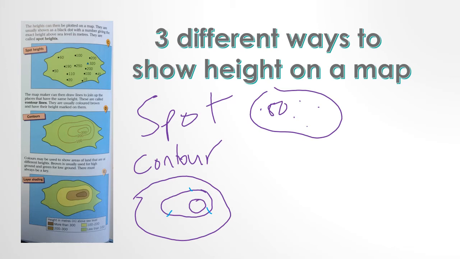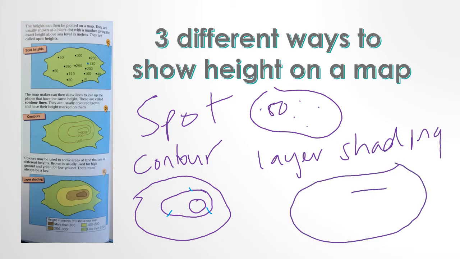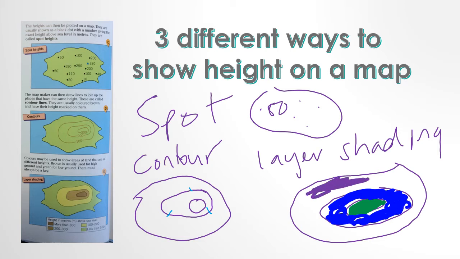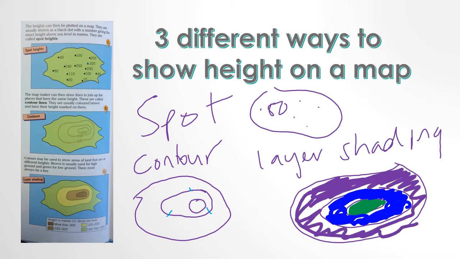Okay, and then we've got layer shading. Same concept. This one you get pretty easily. You're drawing contour lines again, but then each contour line is going to be coloured in a different shade or a different colour, and then you would have a key, and the key would show you how high it was. So this key for our one that we're drawing just now, it could be green equals 600 meters, it could be blue equals 400 meters, and purple equals 200 meters. Again, write some notes. You should have all 3 of these written down in your book.